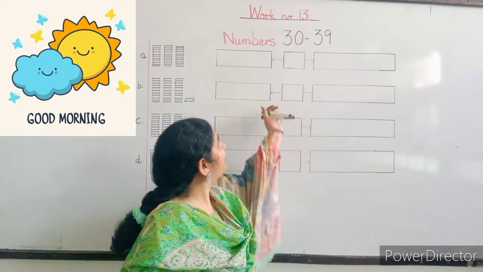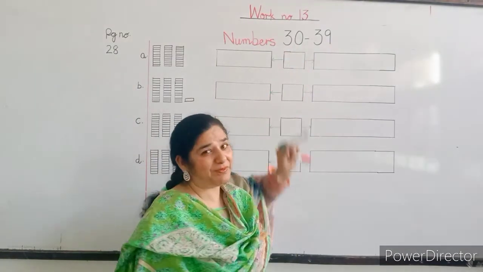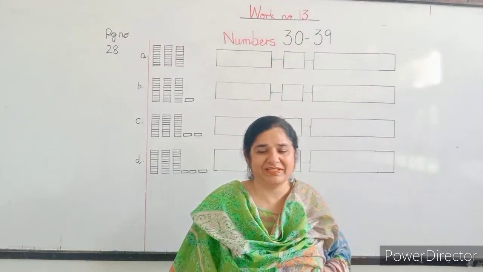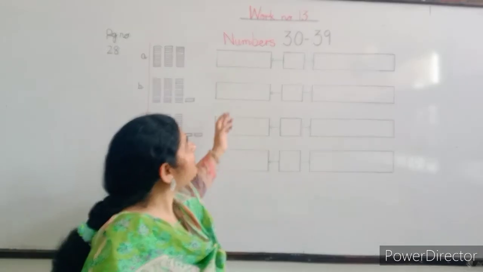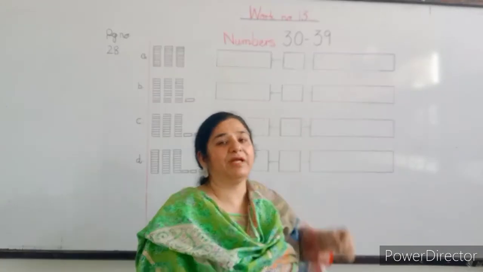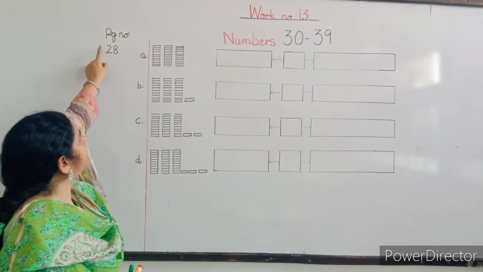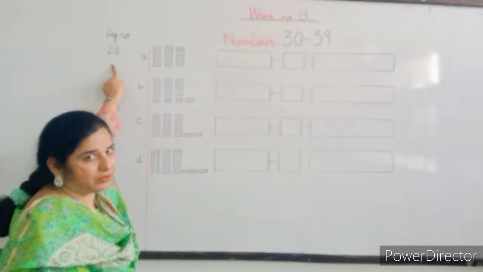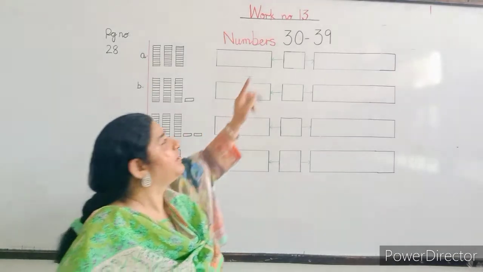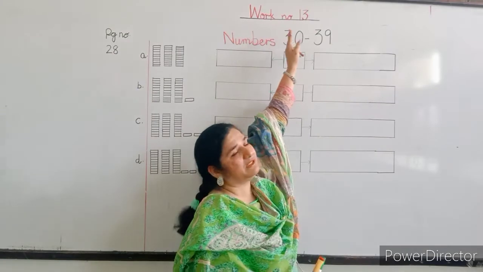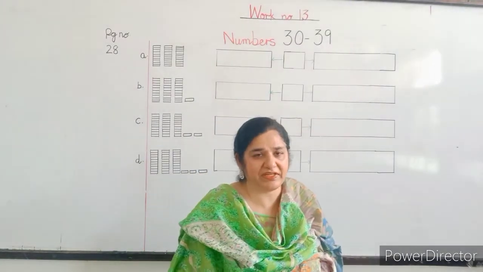This time we are going to do work number 13. I hope everyone has done previous work till work number 12. Today we are going to do work from our countdown book. This is page number 28. Open this page, and you have to write work number 13 at the top and write today's date.